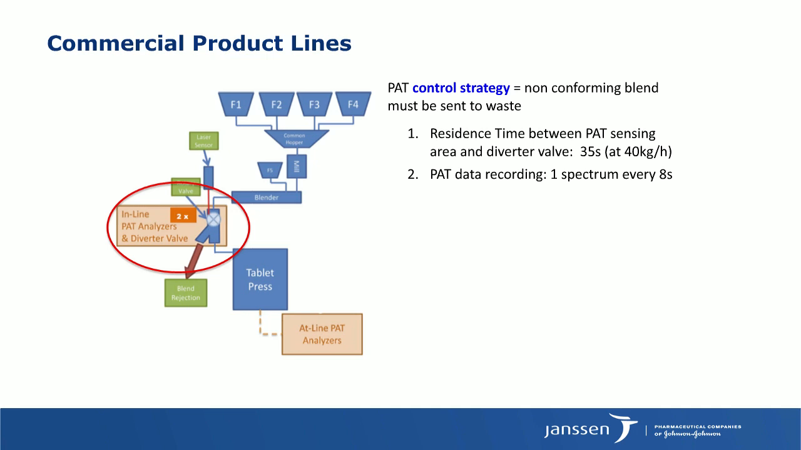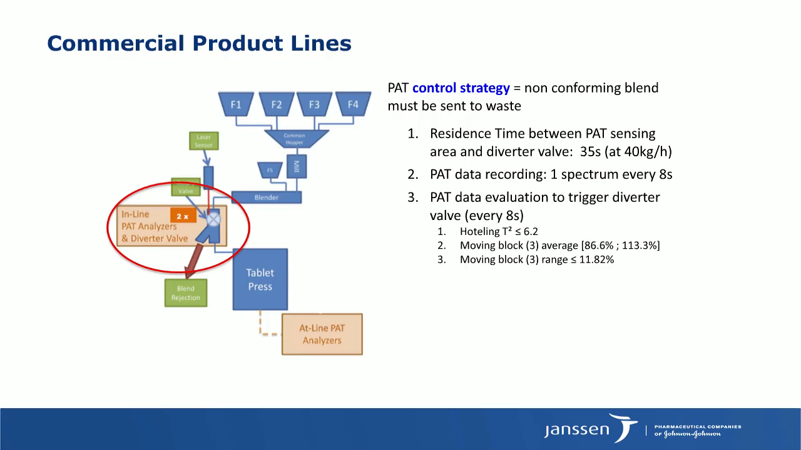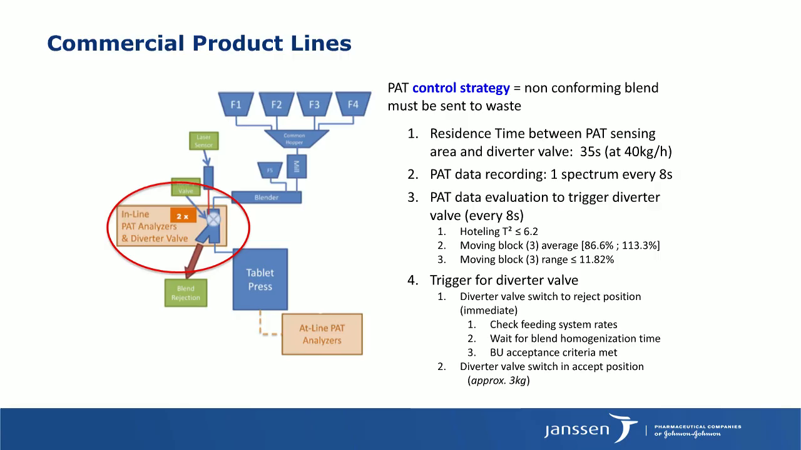For our PAT data recording, we measure one spectrum every 8 seconds. Then we do a data evaluation every 8 seconds, and we do it at 3 levels. First, we look at the spectral quality test, which is in this case a Hotelling T-squared value. Second, we look at the moving block average of 3 consecutive measurements, and we look at the range that we have during the moving block. If one of those 3 fails, then we have to switch the diverter valve into the reject position. This is done automatically when a fail is observed.